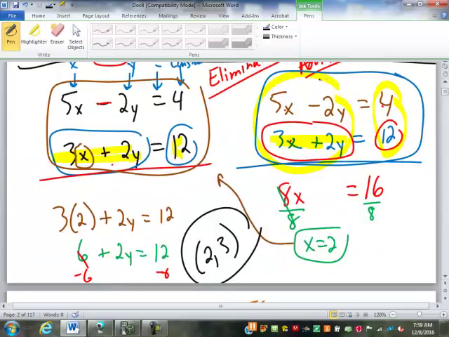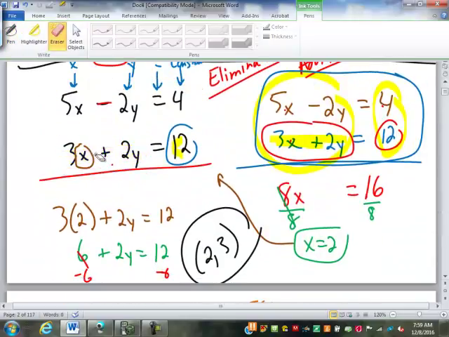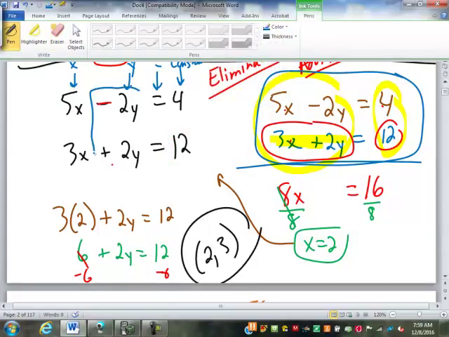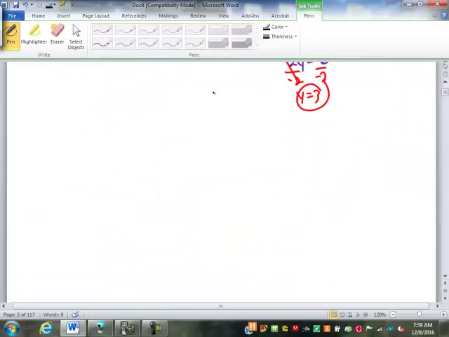It is easier, but you will notice there was something very special about this system of equations that made it easier. What was it? When I added down the columns, there's one variable that's going to disappear because it's a negative 2y and a positive 2y. It's not always going to be the case.